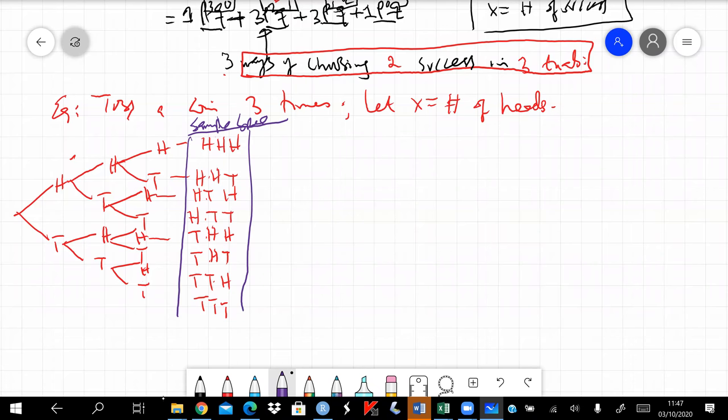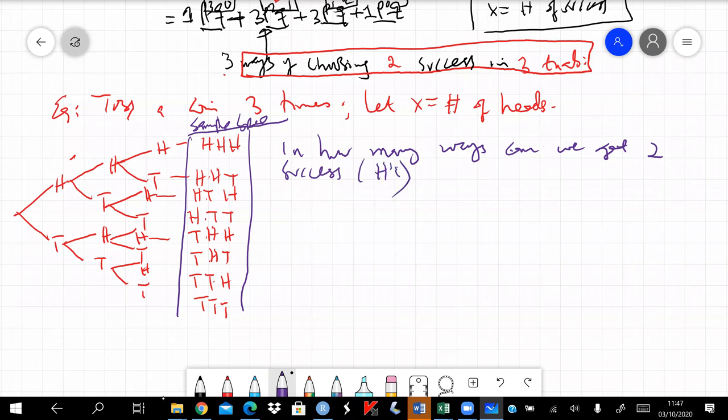And the question is, in how many ways can we get 2 successes, that is heads? Can we get 2 successes in 3 trials, if we toss the coin 3 times? So you just need to come here and get the number of successes.